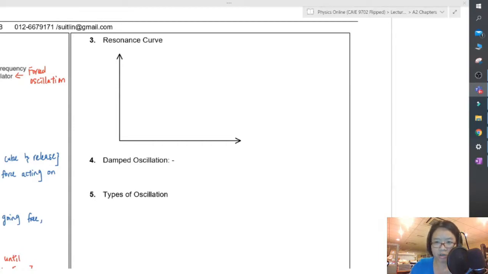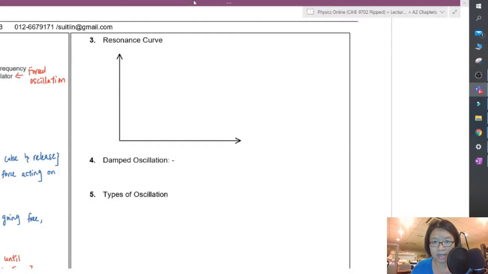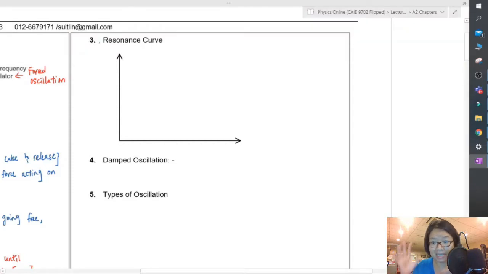I will draw different resonance curves depending on the degree of damping. Now, what is degree of damping? It is how much energy is lost in the system. If the degree of damping is very big, a lot of energy is being lost. If the degree of damping is 0, no energy is being lost. The oscillation can go on forever, and it is not possible because of friction.